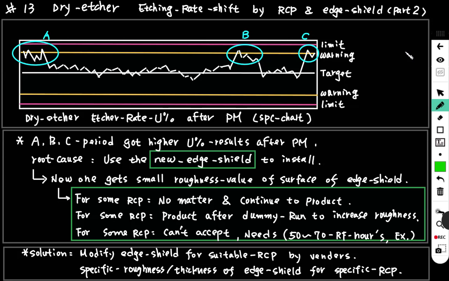Now we are going to see this SPC chart. This chart is Dry-etcher etching rate, uniformity, and especially after PM. This monitors after PM the etching rate and its uniformity. In this SPC chart, the red line is the limit, the yellow line is the warning, and the central line is the target.